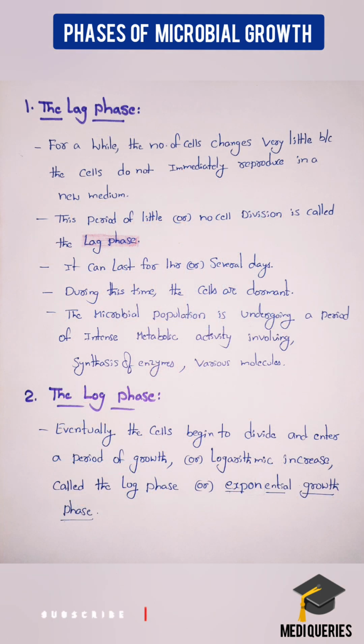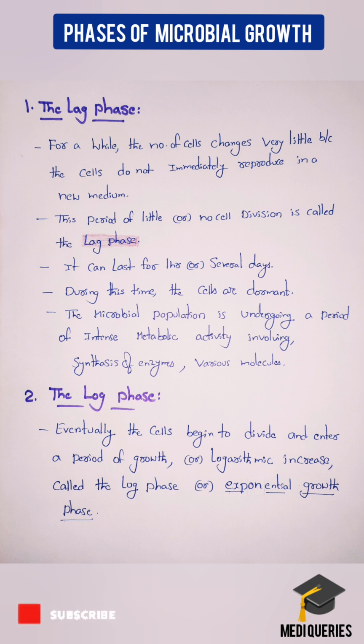The first phase is the lag phase. For a while, the number of cells changes very little because the cells do not immediately reproduce in a new media. So it takes some time, and there will be some lag initially after the inoculation of the microbes. This period of little or no cell division is called the lag phase. It can last for one hour to several days.